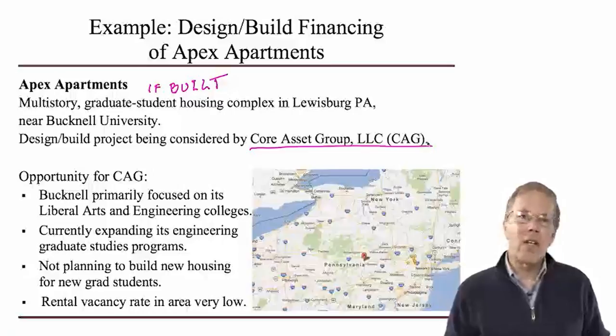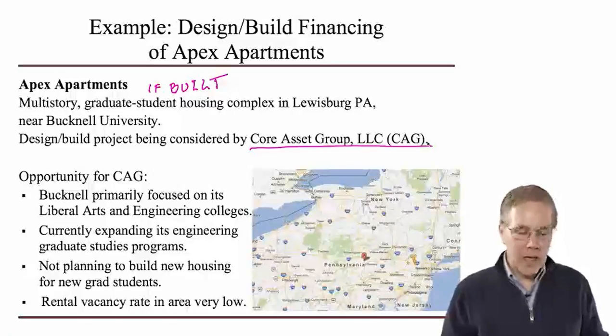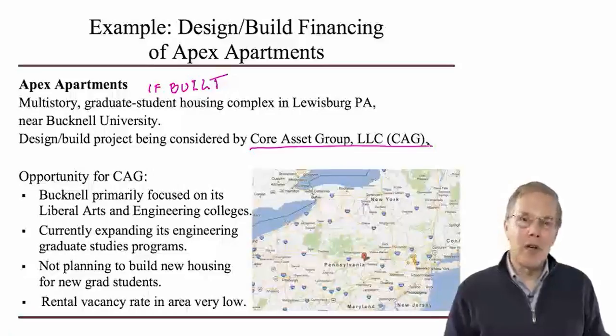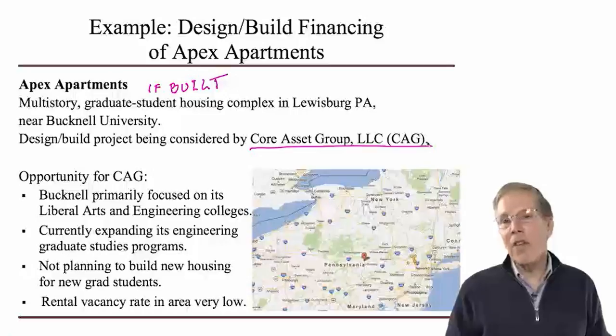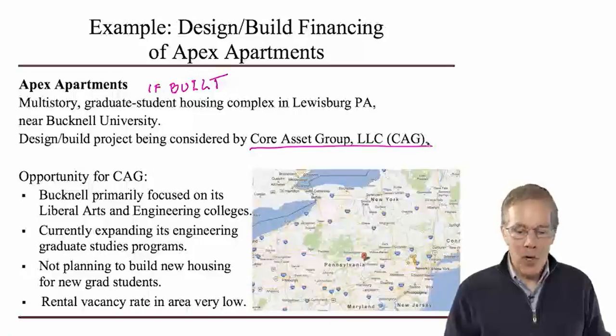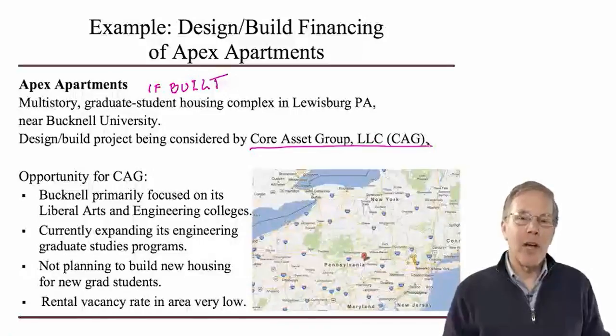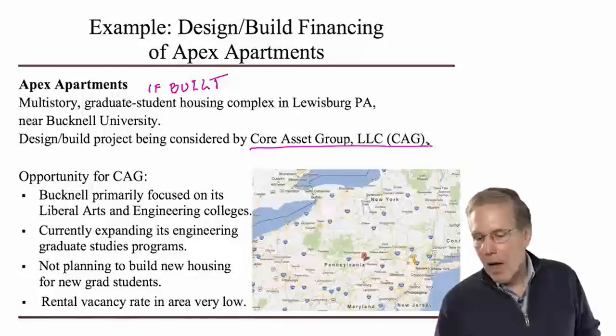And also, CAG notices, a lot of work goes into this, we're covering it very quickly, that the rental vacancy rate in the area is already pretty low. So they anticipate there is going to be a lot more demand, and there's not a lot of housing already available to meet that new demand by graduate engineering students.